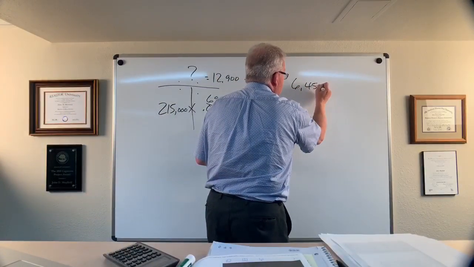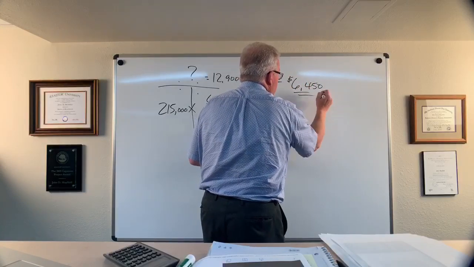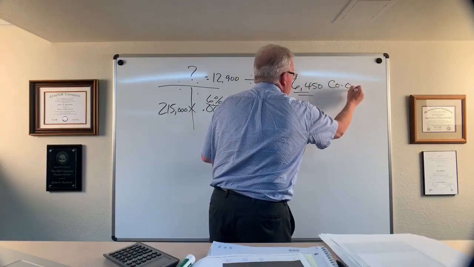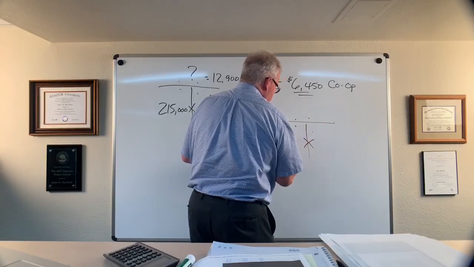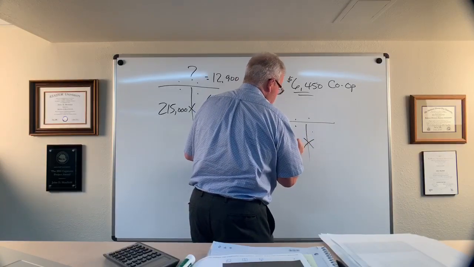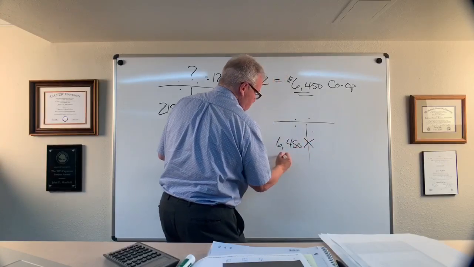$6,450. That's the co-op fee. Now, we work another T problem. And we need to look at this, $6,450. That's the total commission.